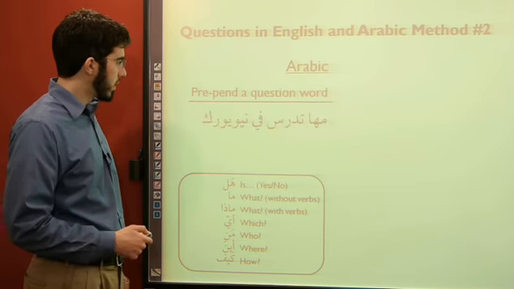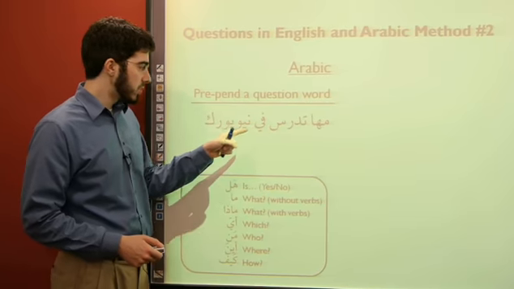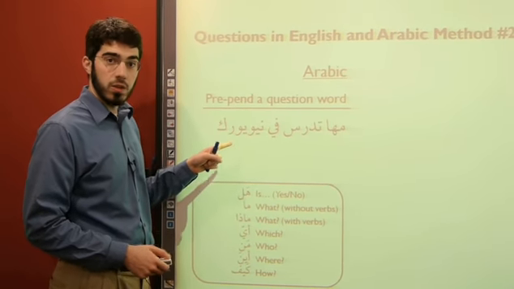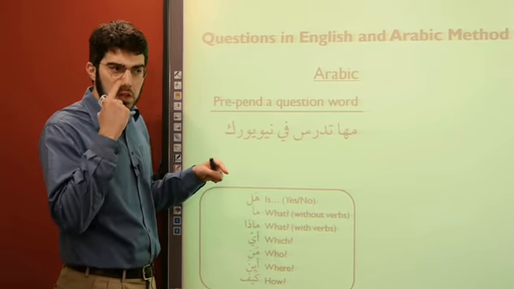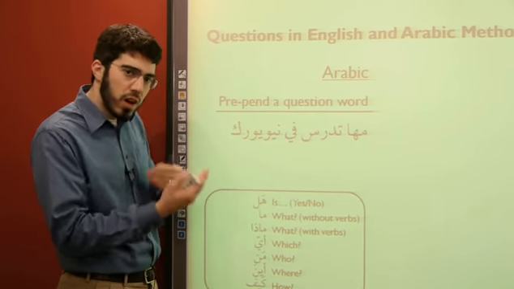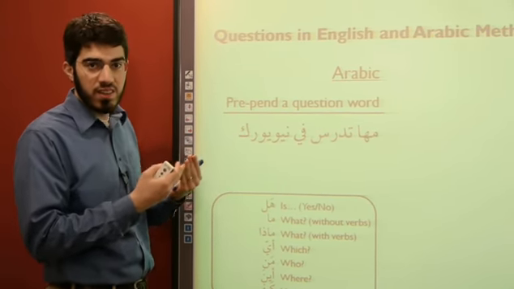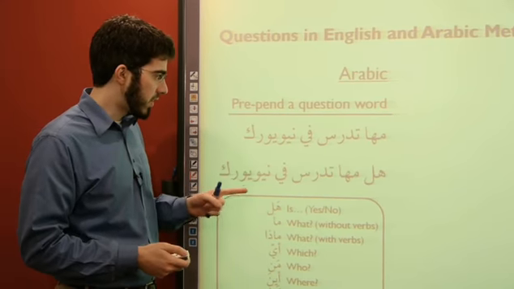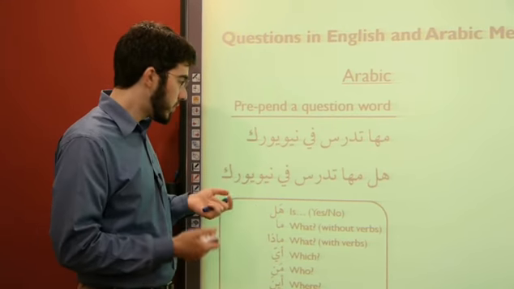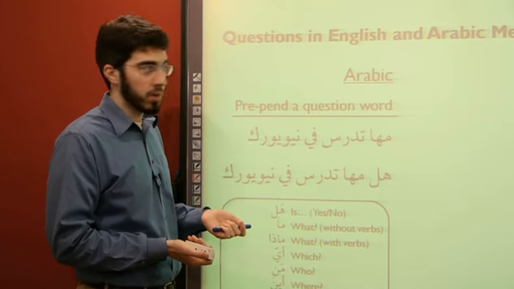Let's try it. If I had the sentence, Maha tadrus fi New York, Maha studies in New York, and I wanted to say, does Maha study in New York? I want to make kind of a yes or no kind of question out of it. So I'm going to use that hal. So I put hal in front. I say, hal Maha tadrus fi New York. And there you go. I have a question now.